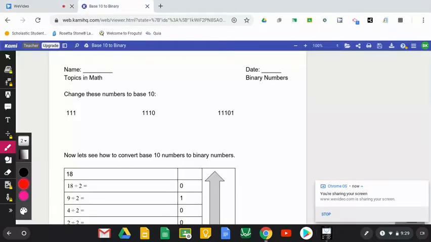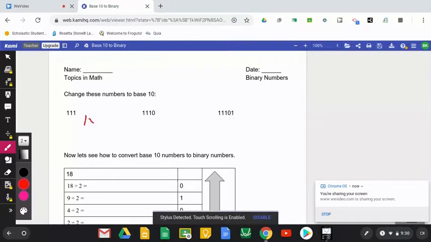All right, so before we begin with our new skill, let's review what we've already done. Yesterday we did changing binary numbers to base 10, so our ones and zeros we changed to our actual number. I'm going to break it up now and do it a little bit faster, that's all.